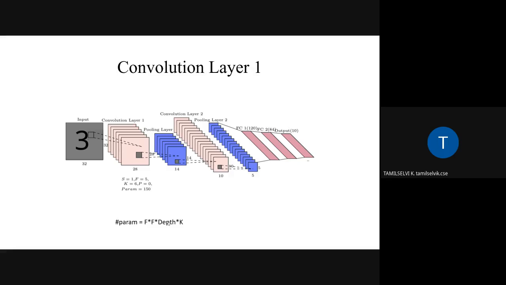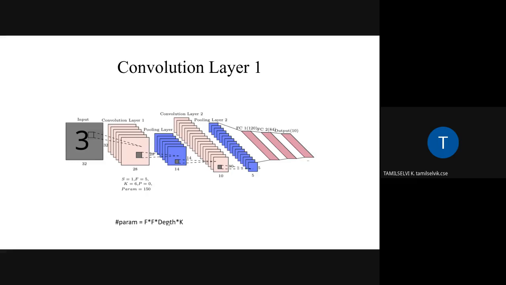So 5 cross 5 into 6. If the depth, for instance, if it is an RGB image, the depth will be 3, and you have to multiply by the depth. Hope you are getting the things right. So here the parameters are nothing but kernel weights. That's it. Kernel values are the parameters. These are the parameters that are updated in each and every layer.